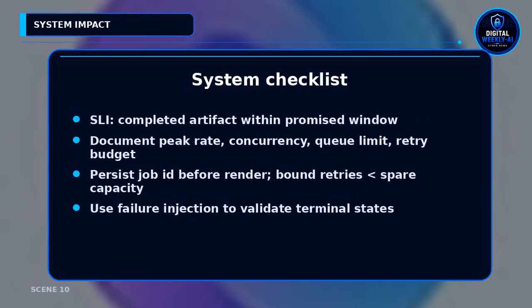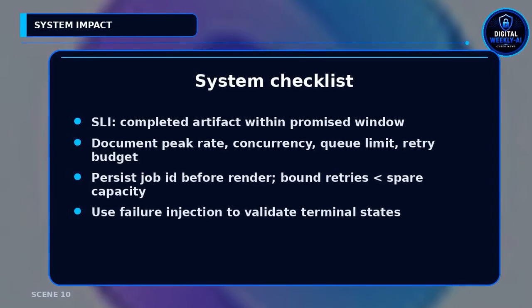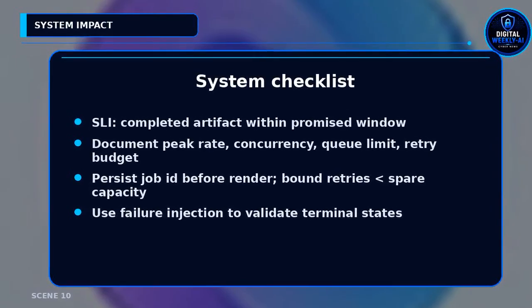System-level rules to apply. Treat SLOs as end-to-end contracts and measure them accordingly. Use an SLI that counts accepted jobs that expose a valid artifact within the promised window. Exclude policy denials from that numerator. Capacity planning must name peak admitted rate, service time distribution, concurrency ceiling, queue limit, retry budget, and required headroom. Persist job identity before rendering and make retry budgets smaller than spare capacity. Run failure injection. Cancel calls, lose responses, repeat callbacks, and saturate admission to verify terminal states.